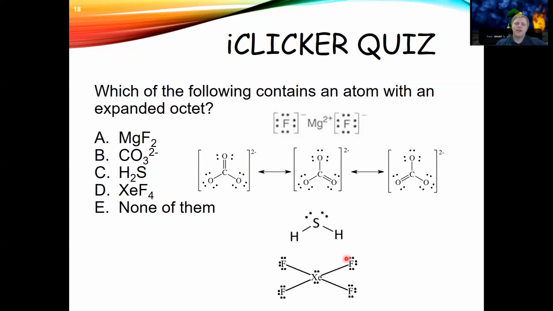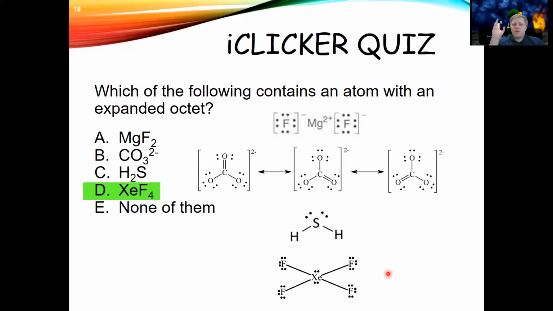Now let's get down here to XeF4. You might be tempted to say, well, it's not this one because it's a noble gas. But actually, this is a real molecule. So in this case, xenon has 4 bonds and 2 lone pairs. That's 6 of these electron regions. So 6 times 2 would be 12. So this actually has 12 valence electrons. So XeF4 has our expanded octet.